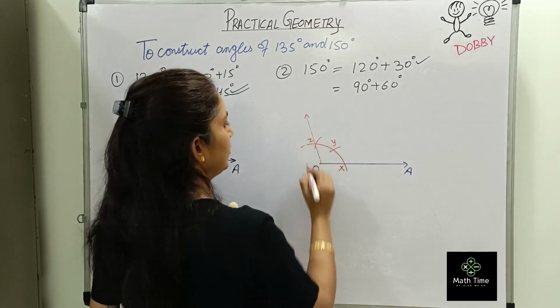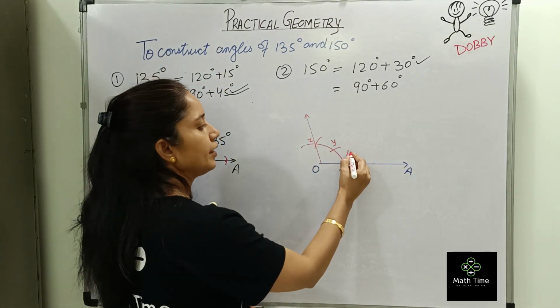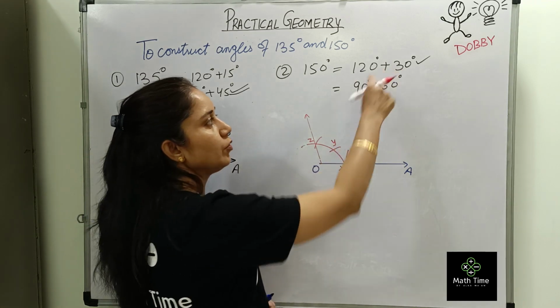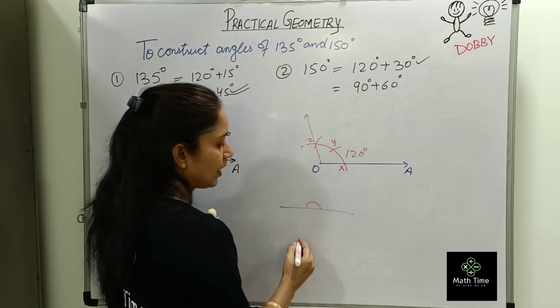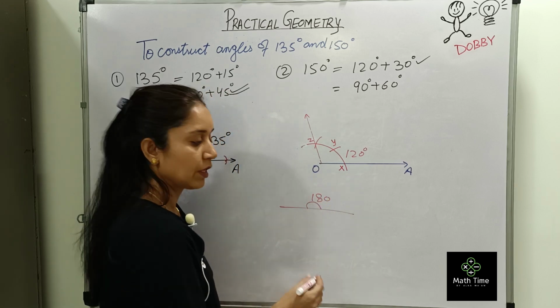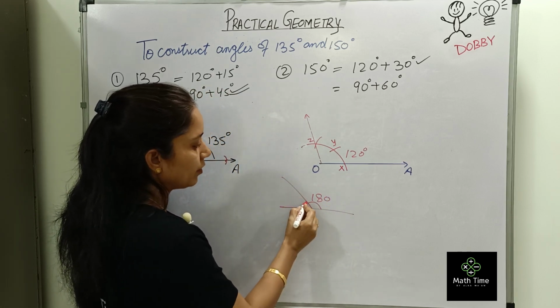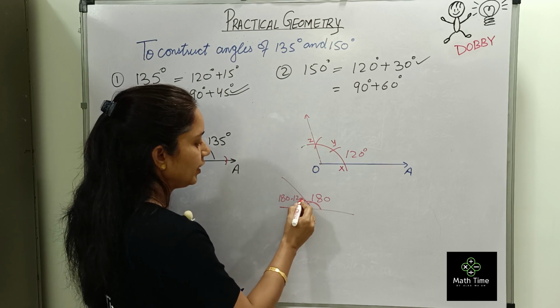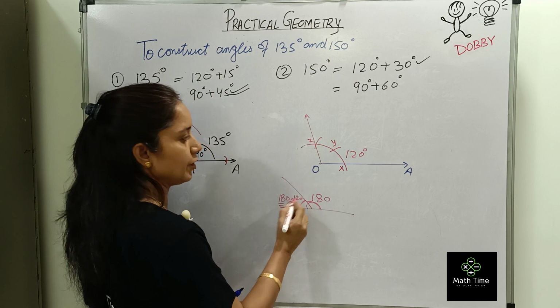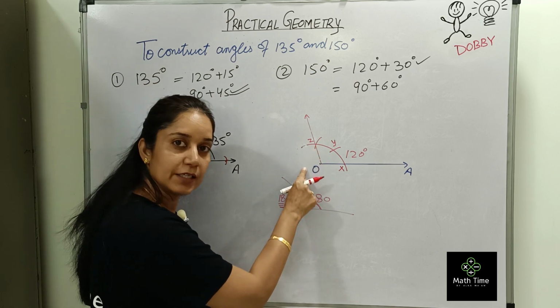Here I am writing Z. So this is 120 degree. Now after 120 we need 30 more. What is the angle made on the straight line? It is 180. 120 we have already made. So what is left here? 180 minus 120, that means this side it is 60 degree.